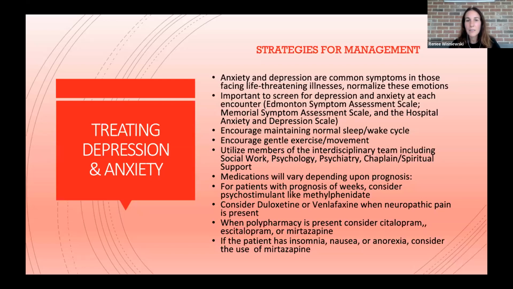Duloxetine or venlafaxine can also be utilized, especially when neuropathic pain is present. It's that concept of using one medication to treat multiple symptoms. And when polypharmacy is present, consider citalopram, escitalopram, or mirtazapine for treatment of anxiety or depression. And then if the patient has insomnia, nausea, or anorexia, consider the use of mirtazapine if available. Again, it's the concept that one medication can treat multiple symptoms.